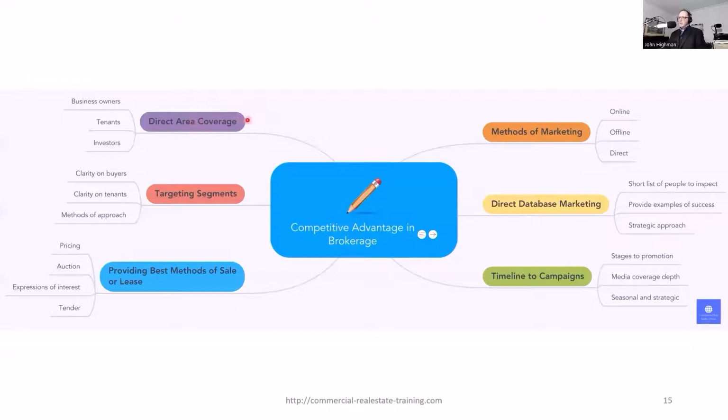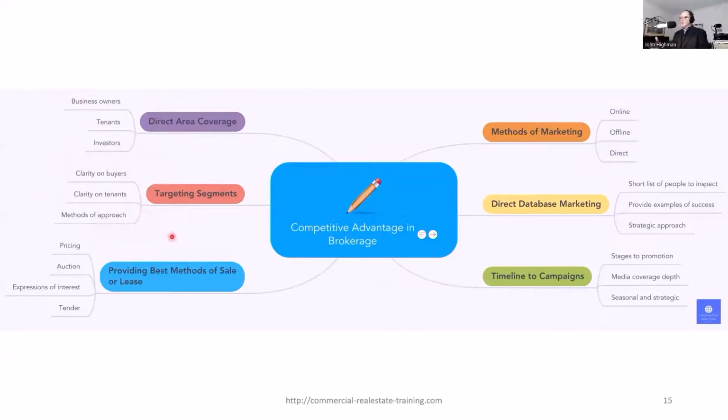Direct area coverage. That is your area, not a big area, but a limited area that you can work with. Within that zone, you'll have the business owners, the tenants, and the investors. And from that, you'll start targeting people. Buyers, tenants. How are you going to approach them? There is a strategic approach that applies to this one here.